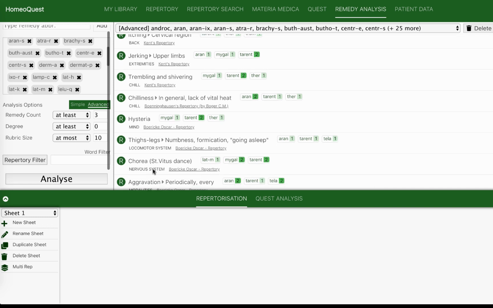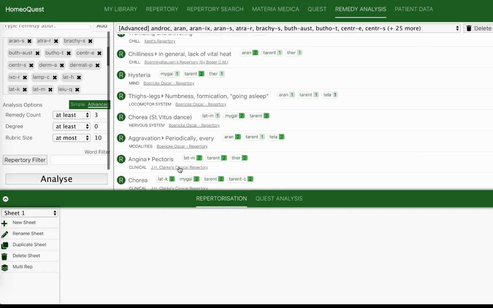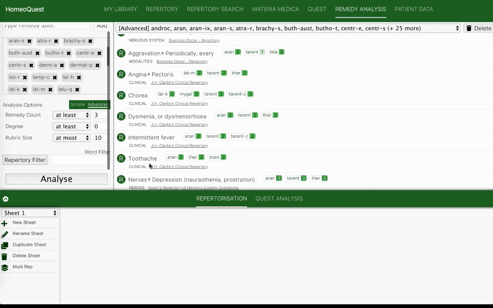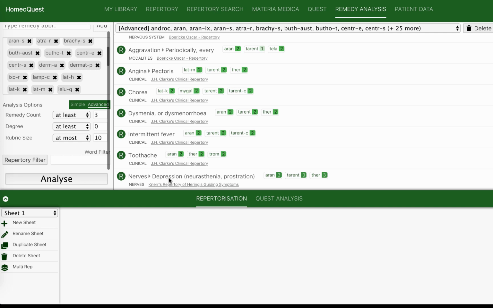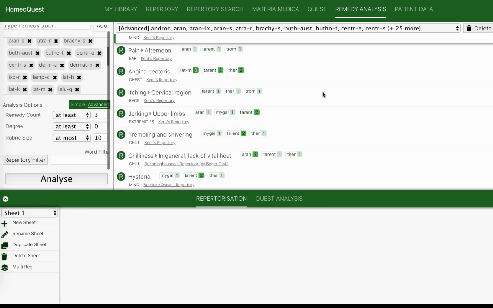Chorea. So lots of nervous symptoms, lots of hysteric symptoms, lots of convulsive symptoms and jerking, periodic aggravation, again Clarke's clinical, angina pectoris, and chorea. So very strong action on the heart and on the brain. Toothache, nerves, completely depressed, neurasthenia, prostration. How interesting. So this is like the full physical data of the generals of all the spider remedies that comes up from the old text.